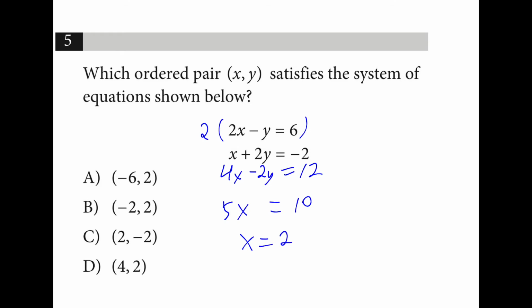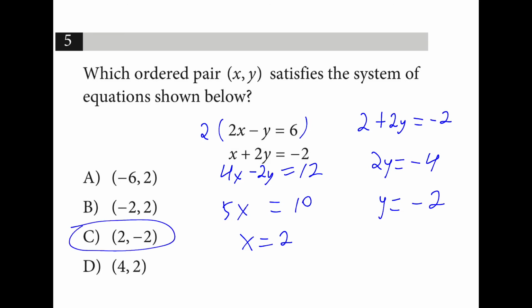If I pick the second equation there, I can say that 2 plus 2y is equal to negative 2. And if I subtract 2 from both sides, I have 2y is equal to negative 4. So y is equal to negative 2. And you'll see that you have to be careful between B and C. Make sure that you pick the correct order of positive and negative.